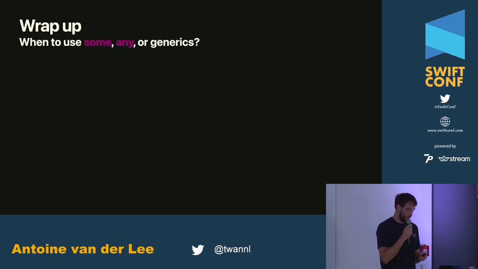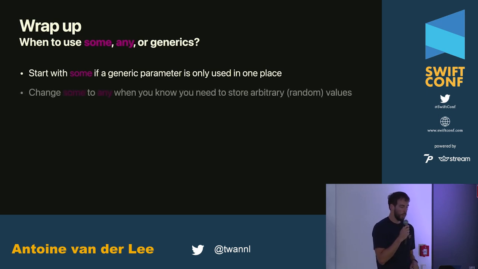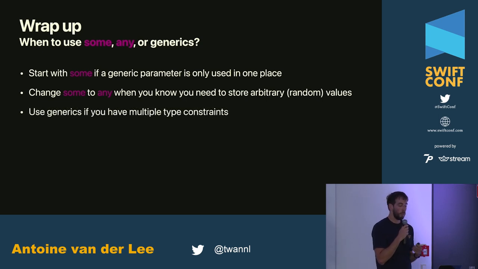So to wrap up, I want to give you some guidance. I would start with some generics only used in one place. And if you're unsure what that means, just try it out and you'll notice, hey, this doesn't work because I'm using generics in multiple places. So try to start with some. Change some to any when you need to store an arbitrary value, like random values, just like I showed in the examples before. And use generics if you have multiple type constraints, so if you use multiple generics inside a certain method.